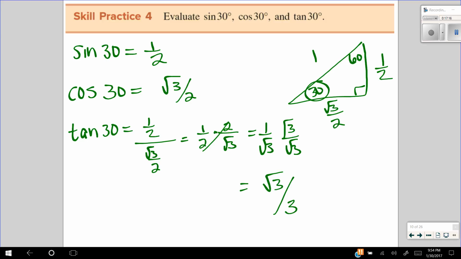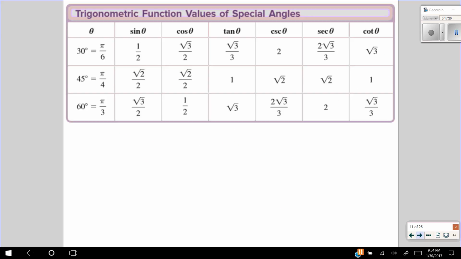Okay? Perfect. So, at this point, I want you to pause the video and I want you to copy this beautiful table into your notes. Why? Because it's going to serve as a quick reference for you when you are doing the next problems. Okay? So go ahead and pause and copy this table.